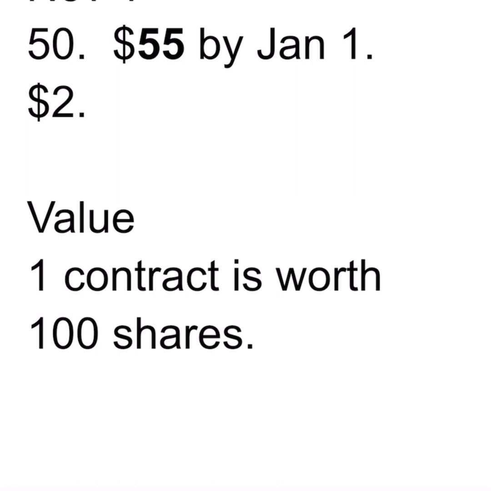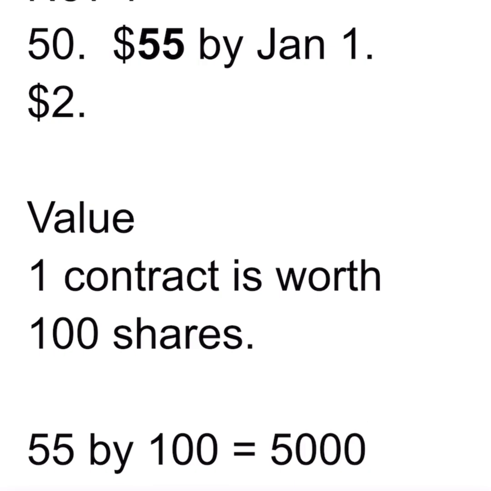For the system to allow you to enter the contract, you should be able to have $55, that's the strike price, times 100, that is equal to $5,500. This is what you have to have in your account, plus the contract fee, which is $2.